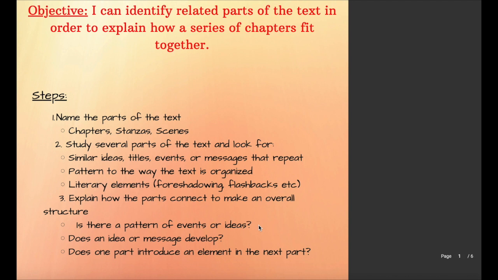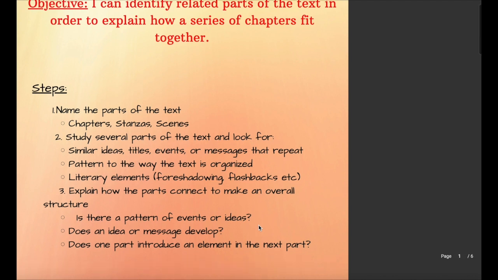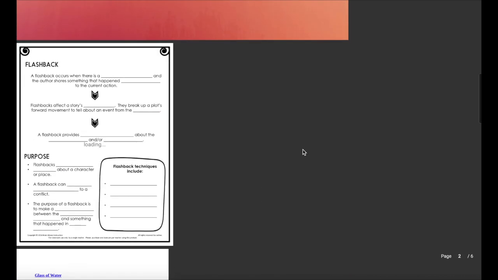So it introduces an element, and the Black Panthers, that's a huge element of this story. It introduced it to me, but I didn't actually get that developed until the following chapter. So that's an example of that. So those are some things that you can ask yourself as you're trying to determine how the story fits together. So now we're going to move on to foreshadowing.